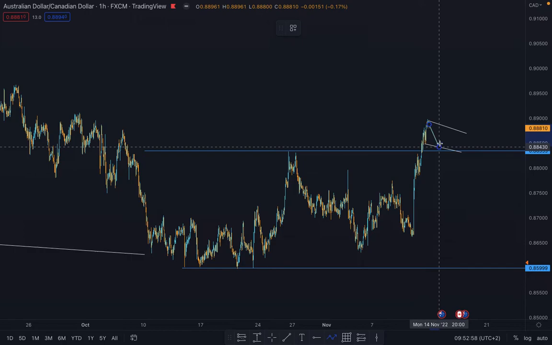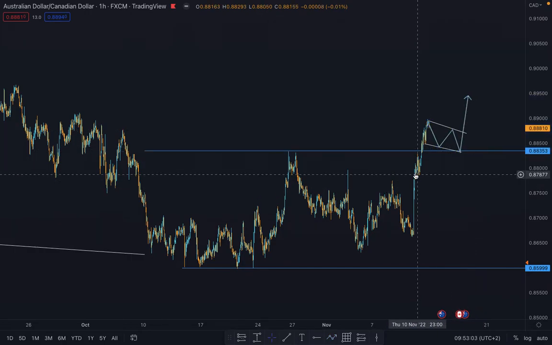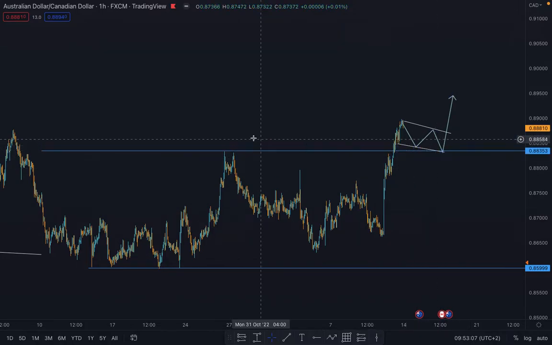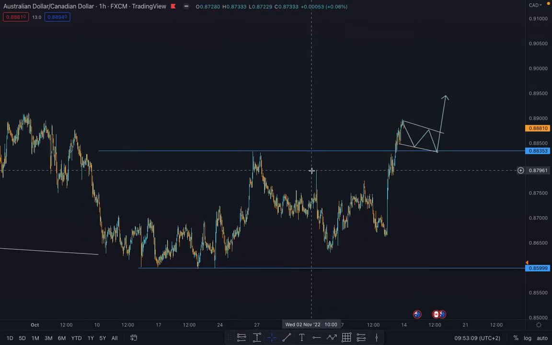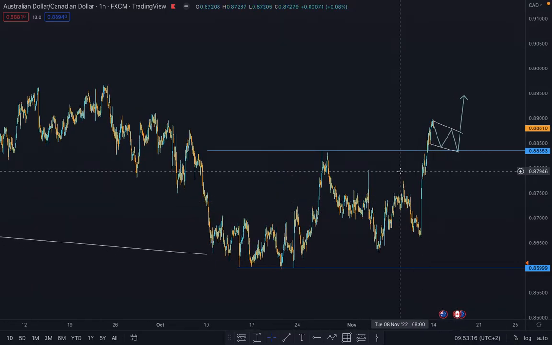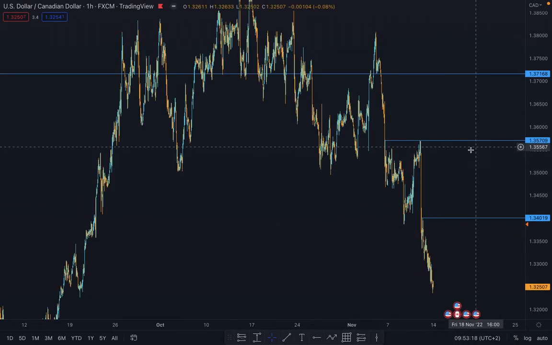So we're looking at the first touch over here, second touch, and the third touch right on top of this little high here. If we get something similar to this, I will then be looking at taking this to the highs. There's a lot of potential on that one.